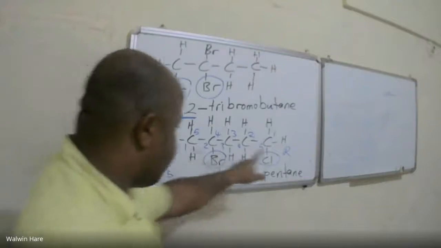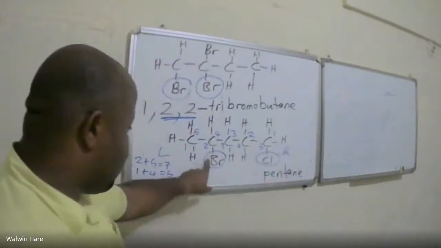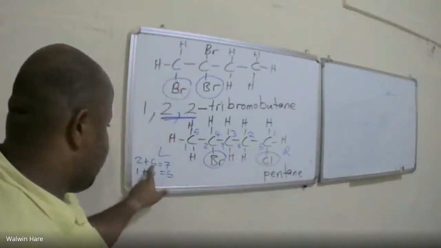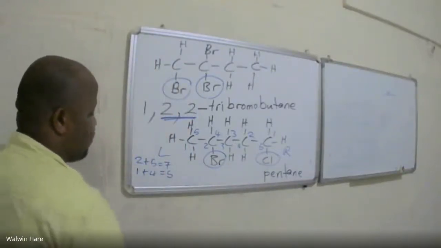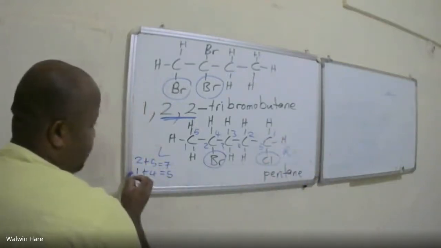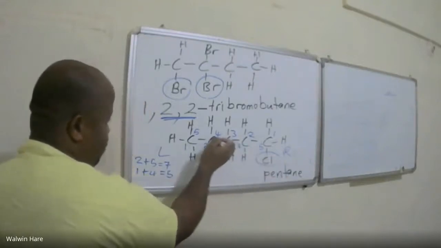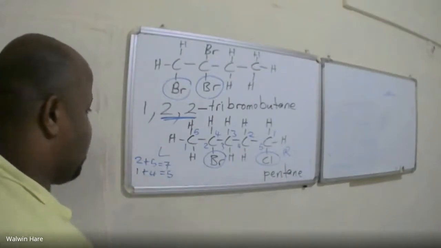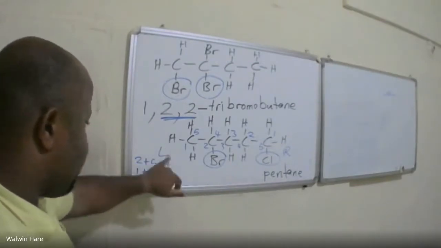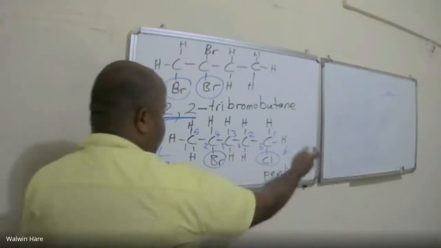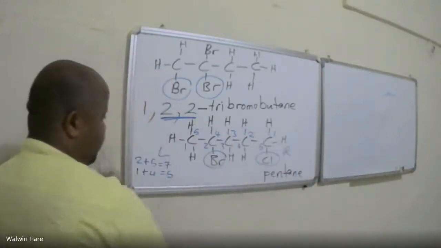So counting from left to right, bromo is on carbon 2, Cl is on carbon 5. If you add that up, you get 7. However, if you're starting from here, this is the first carbon, so chlorine is on the first carbon. And this would be the fourth carbon, so 1 and 4 is 5. So which direction would give you the lower number? Right to left, correct. That means we are going to come from right to left, all right?